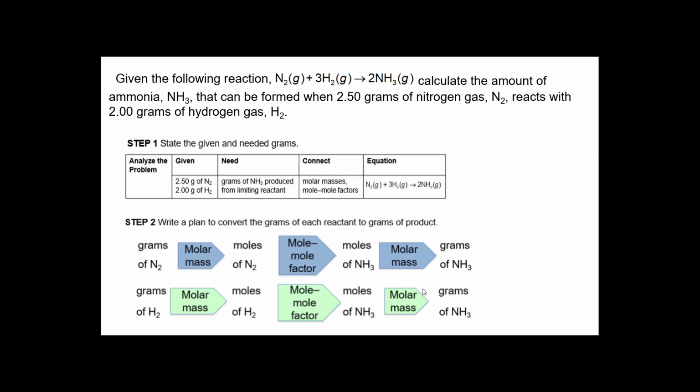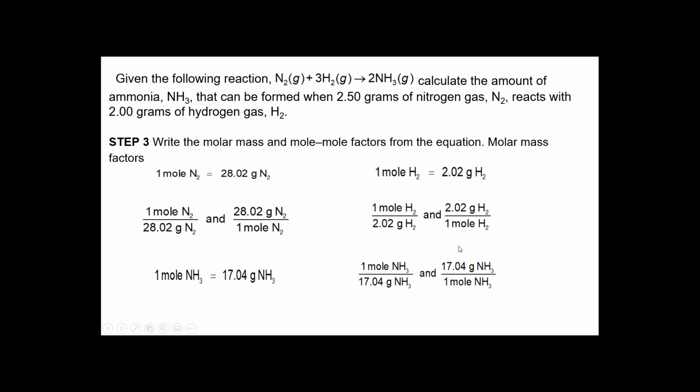We need to go through the same steps for both, doing the same thing: molar mass, moles, mole to mole factor, moles of product, molar mass of product. And this is asking, if we need to look at it again, calculate the amount of ammonia that can be formed when 2.5 grams of nitrogen and 2.00 grams of hydrogen. So this is asking for the amount, so it's mass. It's not saying moles, it's amount. And since these are in grams, this one's going to be in grams. So we write the plan out, went over that, and now let's just plug it all in.